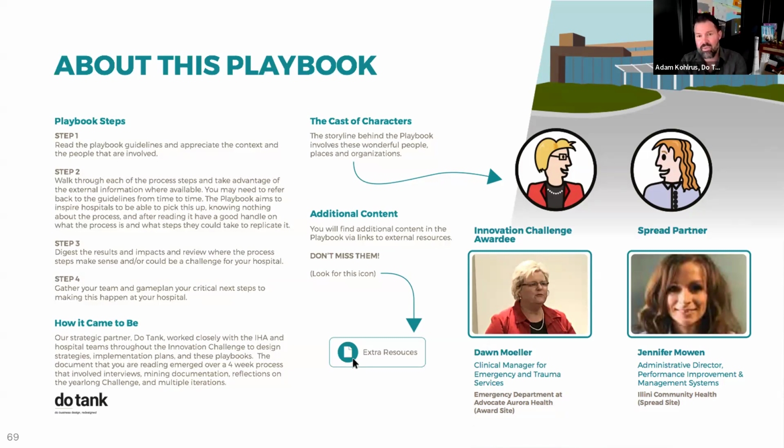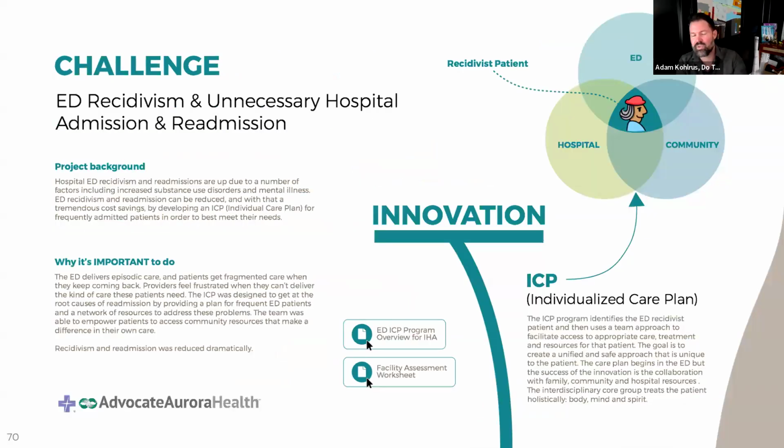Again, Dawn was a 300-plus bed organization who took this process and scaled it to Jennifer's team at a 25-bed organization. And so as you go through these playbooks, what's really important, you can see the little arrows in the middle here under innovation.